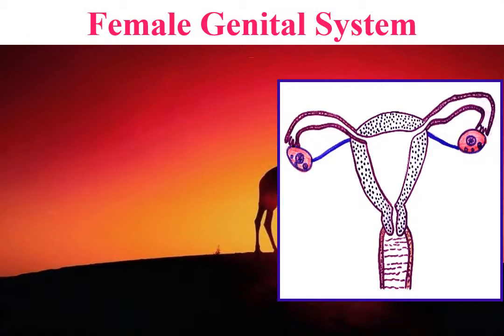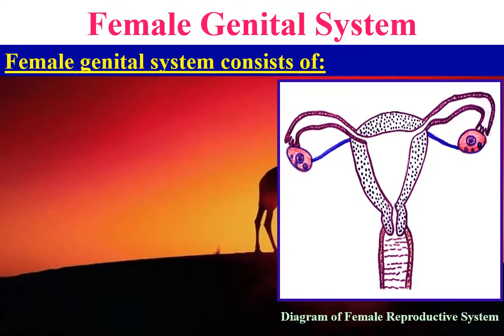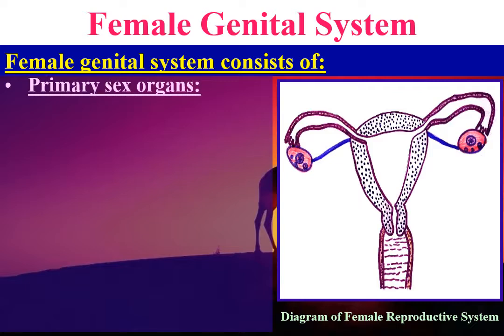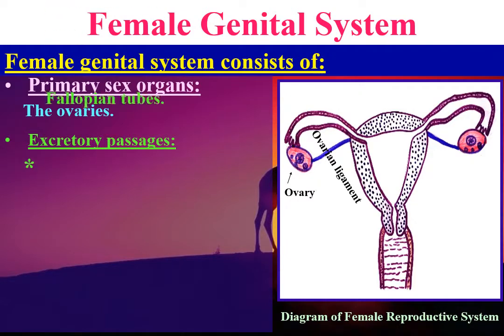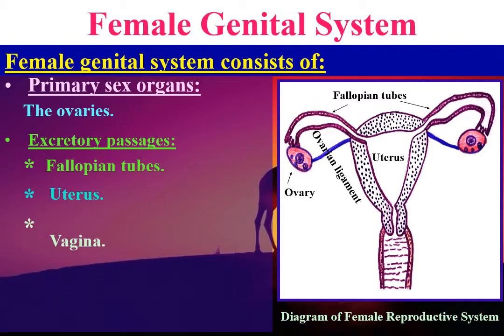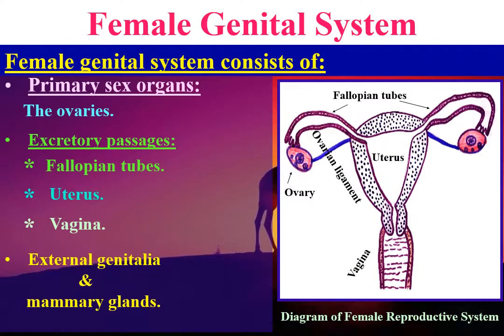Female genital system. The female genital system, or female reproductive system, consists of primary sex organs, the two ovaries; the female excretory passages, which are the two fallopian tubes, one uterus and a vagina; then the external genitalia and the mammary glands. The external genitalia include the clitoris, labia minora, labia majora, and the glands of Bartholin.